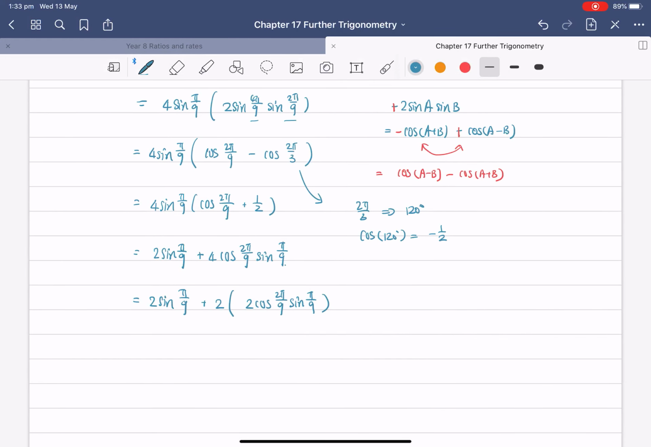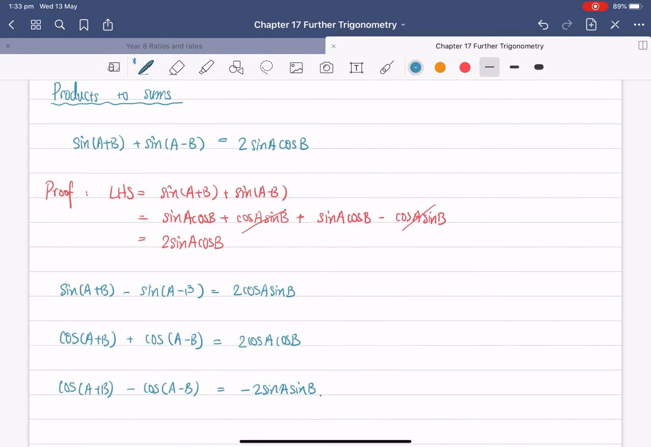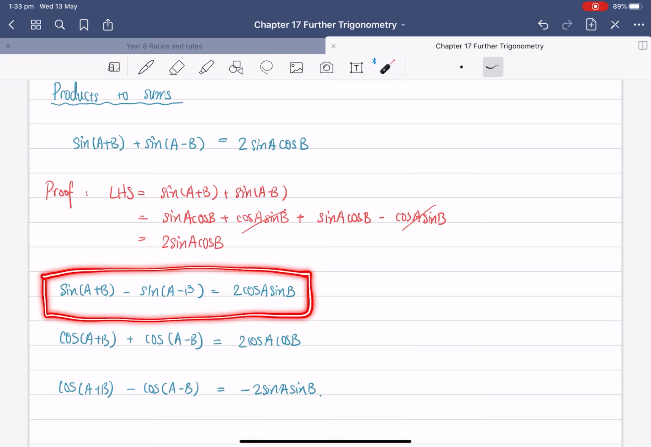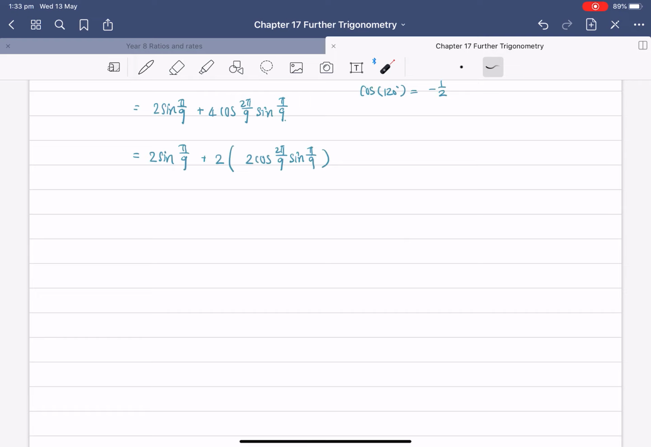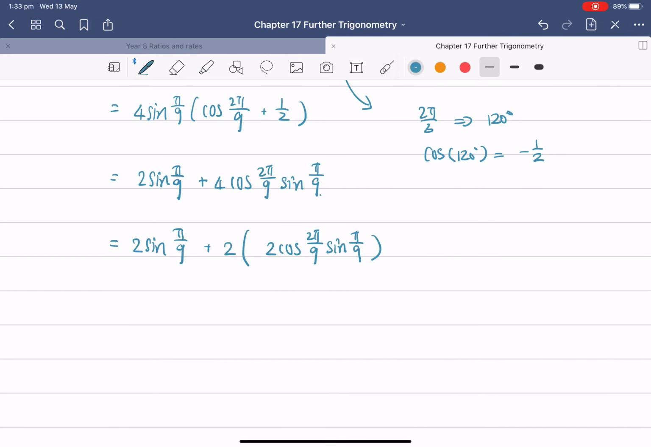So we've got cosine and sine, cosine and sine. That was the formula there, which is this one. So that is sine A plus B minus sine A minus B. So just keep using those formulas around. So that gives you 2 sine pi on 9 plus 2 bracket. We have sine A plus B, so it'll be 3 pi over 9, which is pi over 3, minus sine A minus B, which is pi on 9.